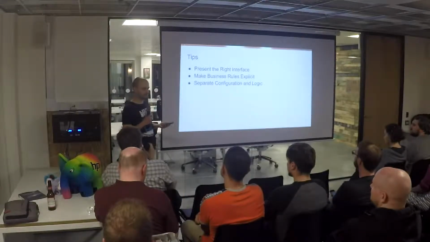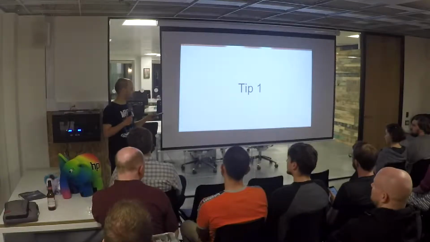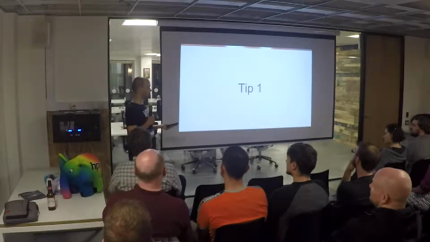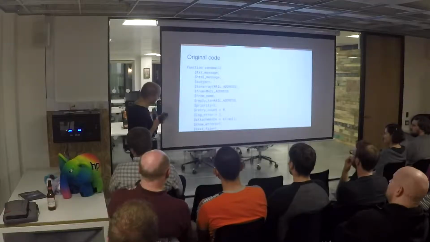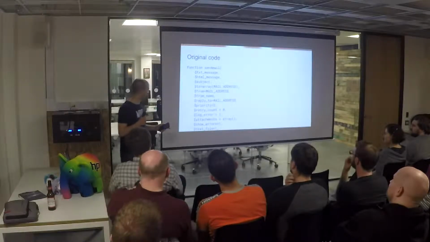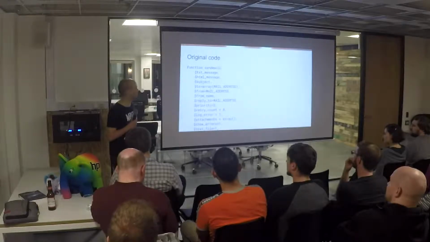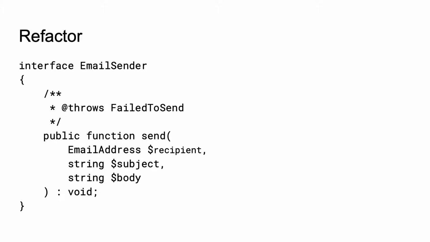So maybe someone comes to you and asks you to add a new feature to your code base, and they say, can you get it to send an email at this point in the system? So you search the code base and find out how emails are currently sent, and eventually you come across this function. You spend maybe half an hour reading the code to find out what all these different parameters do, what the defaults mean, and you think, well, it'd be a lot nicer if I had something simpler to work with. So we're going to talk about presenting the right interface.